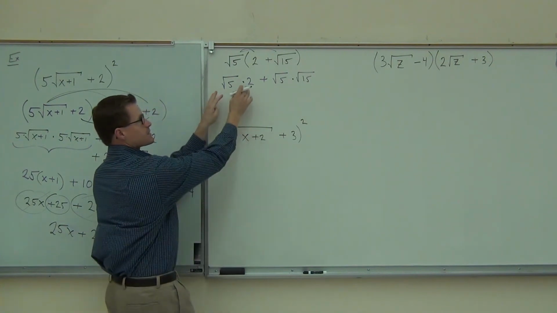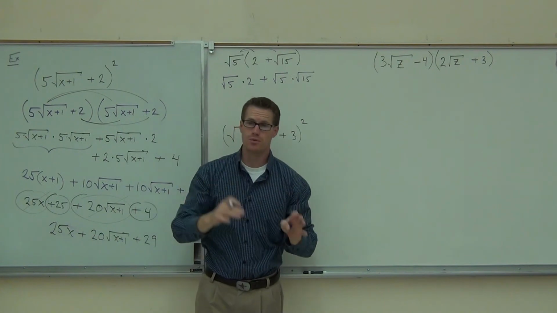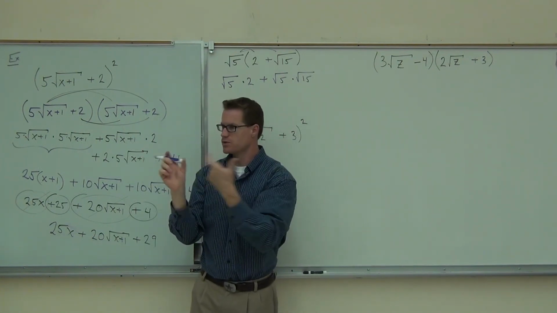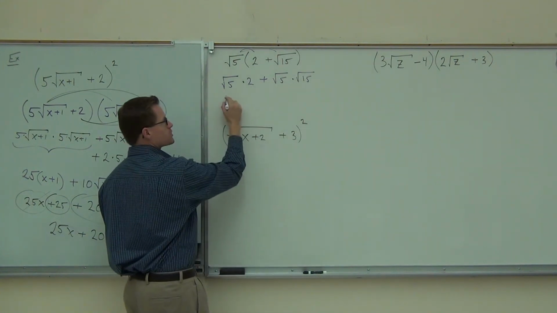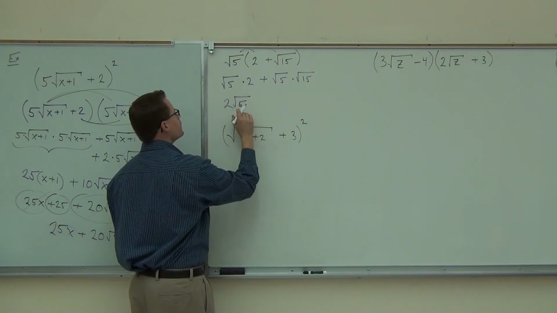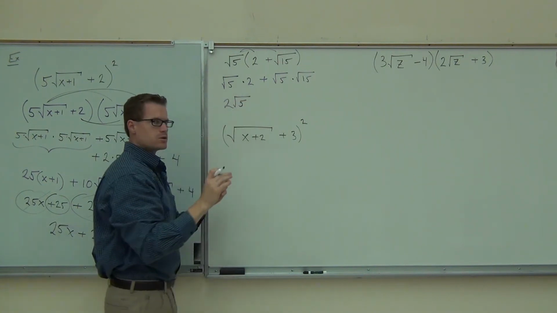Okay, good. So this one, we can't get the square root of 10 because the square root of 2 does not have a root. That was our rule, right? The product rule says that if you have two roots, sure. If you don't, the only thing you can do with this expression is write 2 square root of 5. That's all you can do.